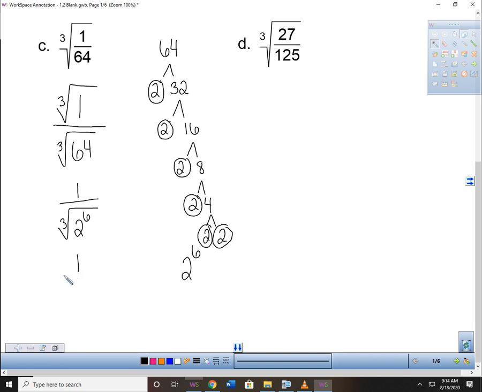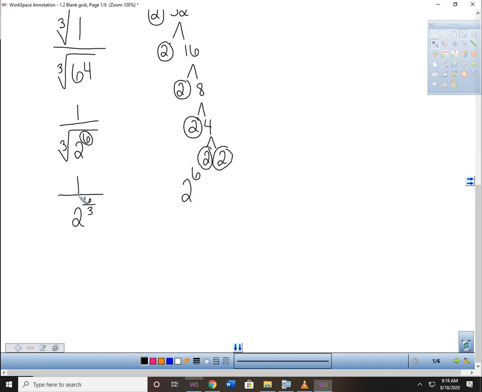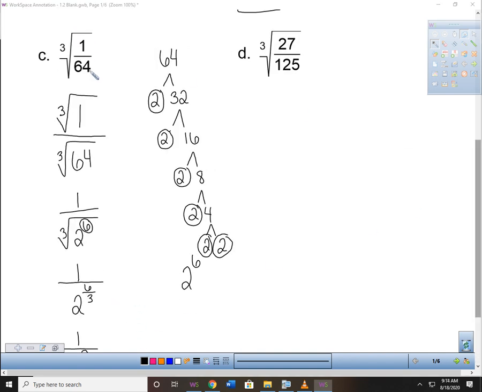So I still have the 1 on top. I just kind of leave him alone. So on the bottom, I've got my number 2, and I'm going to raise that. So take your power and divide it by the root. I'm going to write that as a step. That way we don't forget later. So I get 1 over 2 to the 6 divided by 3. What is 6 divided by 3? 2. So 2 to the second power. And what is 2 to the second power? 4. So if I multiplied 1/4 times 1/4 times 1/4, I would get 1 over 64.